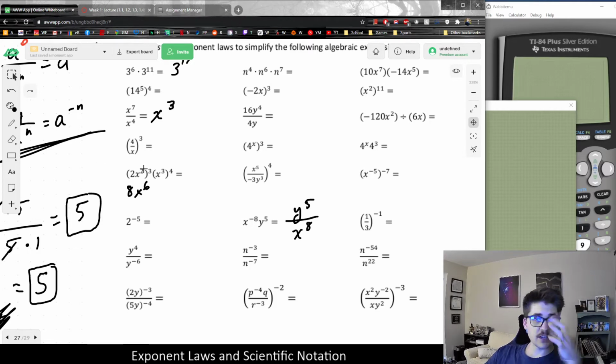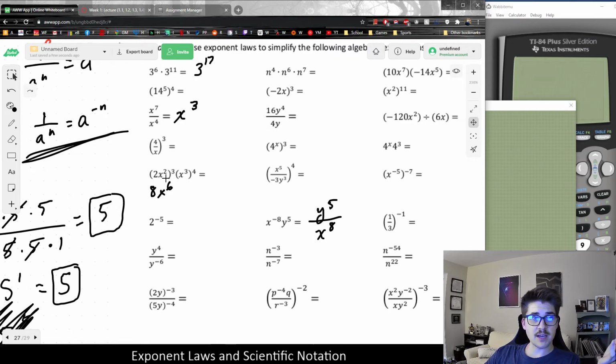Or again, if you were stuck, you could always just expand this. This would literally mean 2x squared with 3 of them. So you'd have 2x squared times 2x squared times 2x squared. Of course, that would make 8x to the 6th. And then with the secondary one, I have x cubed to the 4th. Again, those would multiply to be x to the 12th. And since those were both in parentheses, that of course means that these are also multiplied. Now I have x to the 6th and x to the 12th.